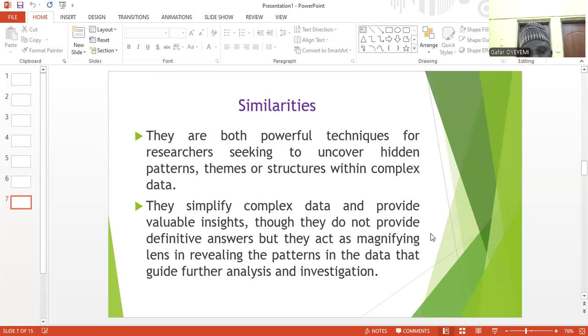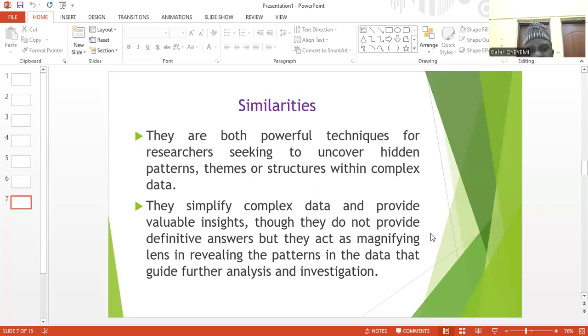There are similarities. They are both powerful techniques or tools for researchers seeking to uncover hidden patterns, themes, or structure within complex data. When we say complex data, we are talking about big data. They also simplify complex data and provide valuable insights. Though they do not provide definitive answers, they act as a magnifying lens in revealing the patterns in the data that guide further analysis and investigation. So that is what they both do.